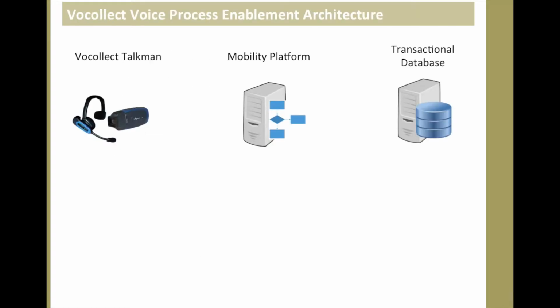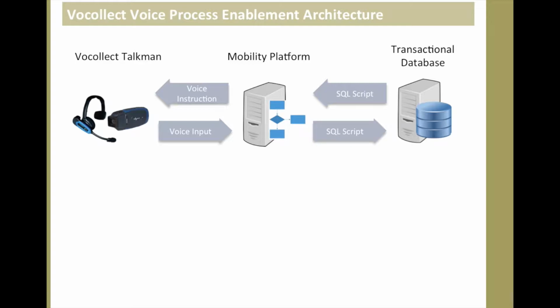At high level, Mobility Platform voice enablement architecture works as follows. Mobility Platform issues SQL script to retrieve data from your business system's database. Data are then rendered and translated to voice instruction according to the process flow defined in Visio diagram. Voice instruction is then sent to talkman device in real time through network socket. Talkman device captures operator's voice input and sends it back to Mobility Platform through the same network socket.